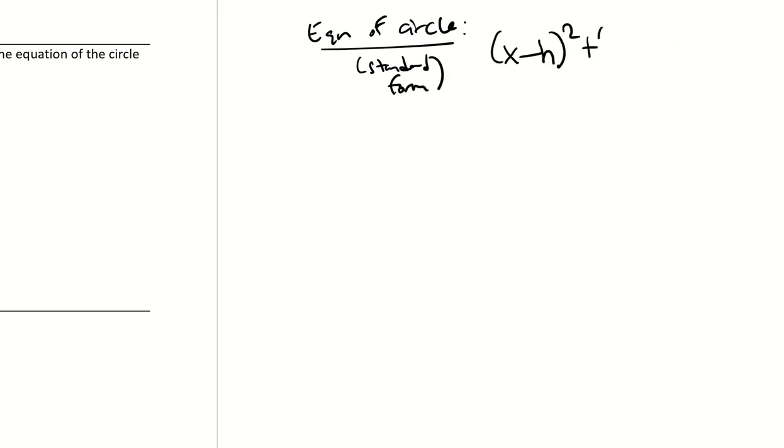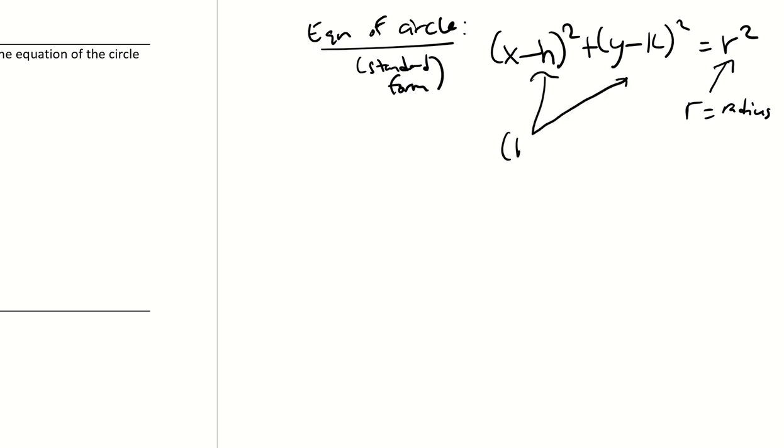So the equation of a circle, I'll put it over here. The equation of a circle in standard form is x minus h squared plus y minus k squared equals r squared, where r is your radius, and then (h, k) is your center. Okay, so that's the equation of a circle.